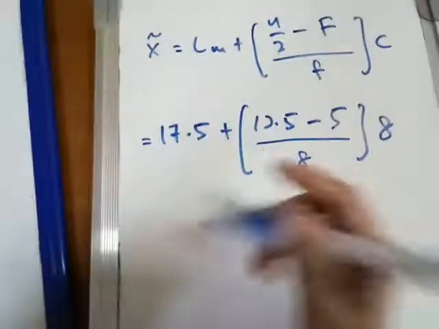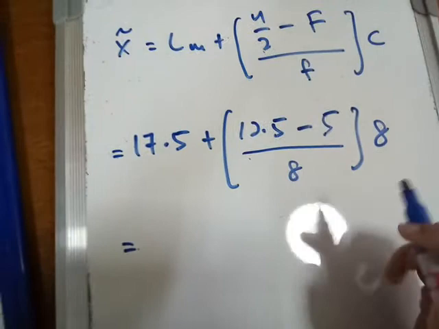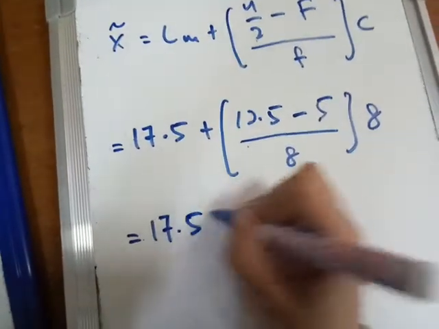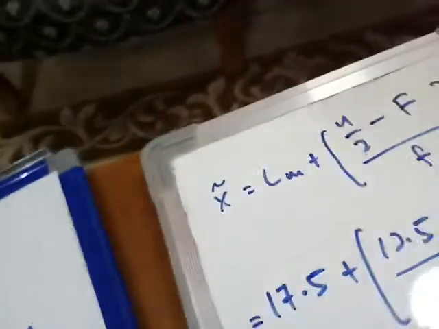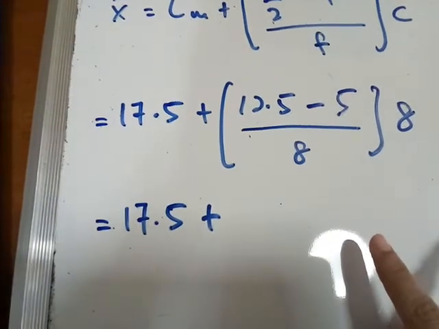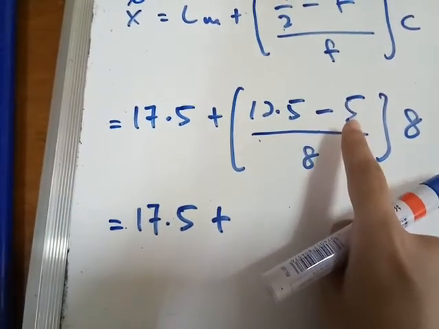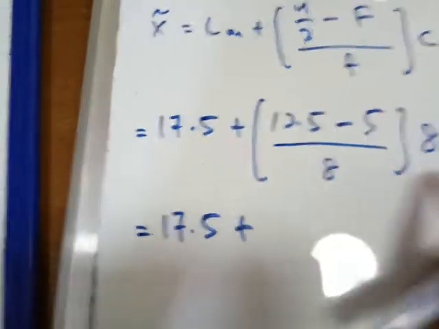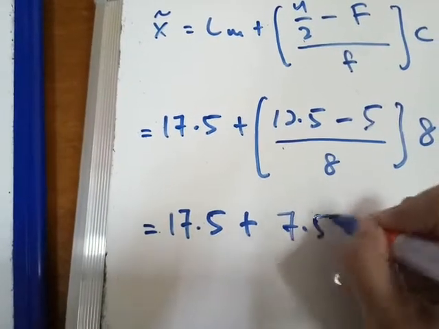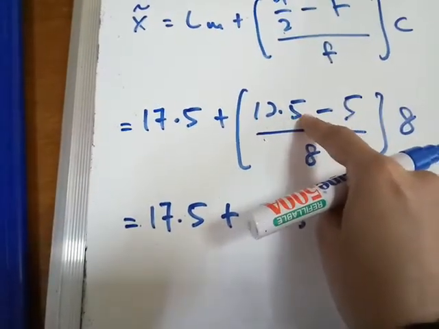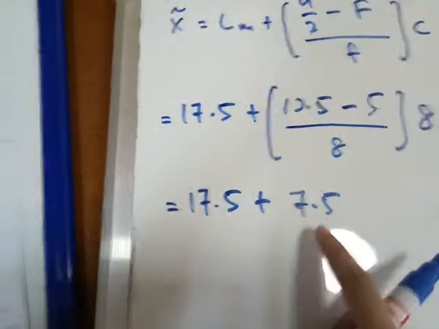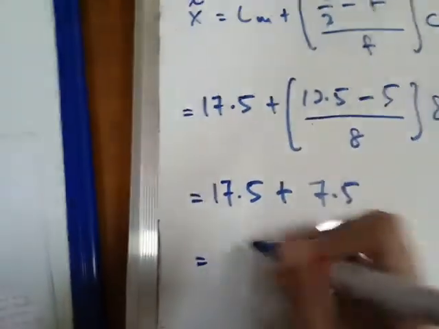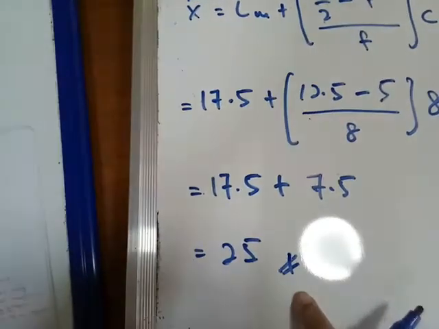Now that you know everything, you can calculate. Keep 17.5 first and solve the part inside. 12.5 minus 5, divide by 8, then multiply by 8, you will get 7.5. Then 7.5 plus 17.5, you get 25. So this is the answer for the median for group data.